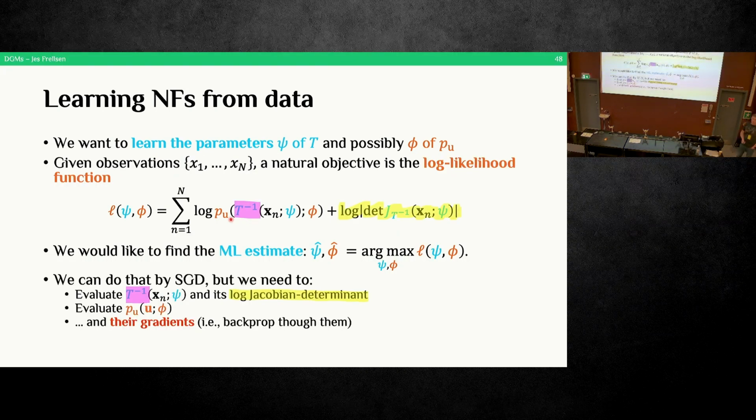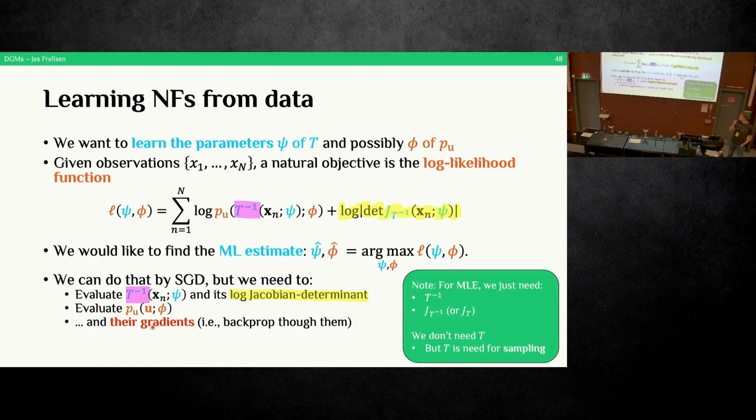So we can just do this using stochastic gradient descent as we would normally use with neural networks. But in order to do that, we need to be able to evaluate, of course, the inverse transform and its log Jacobian determinant. And of course, we also need to be able to evaluate the base distribution, but usually we will pick a fairly simple base distribution. And we would also need to be able to calculate their gradients.